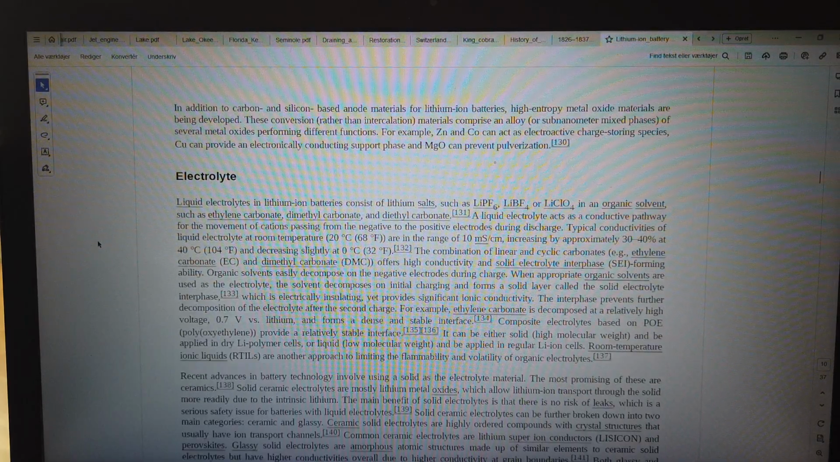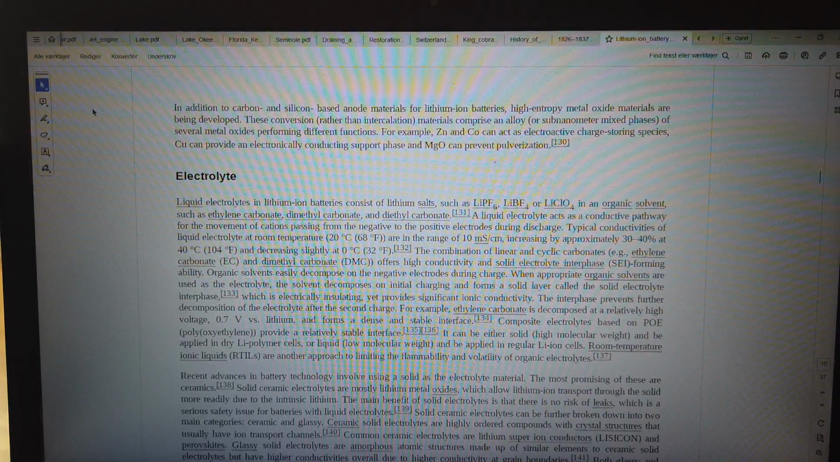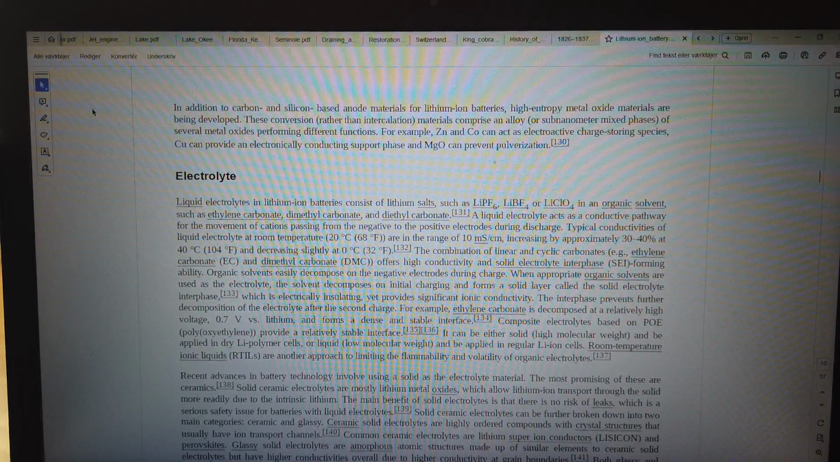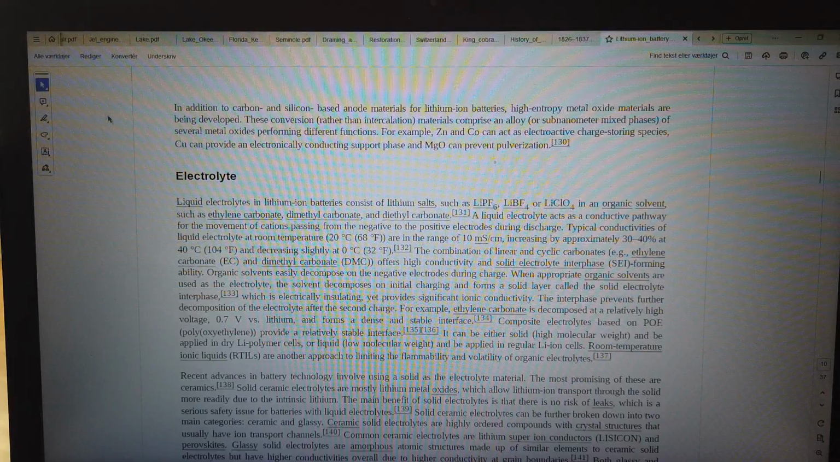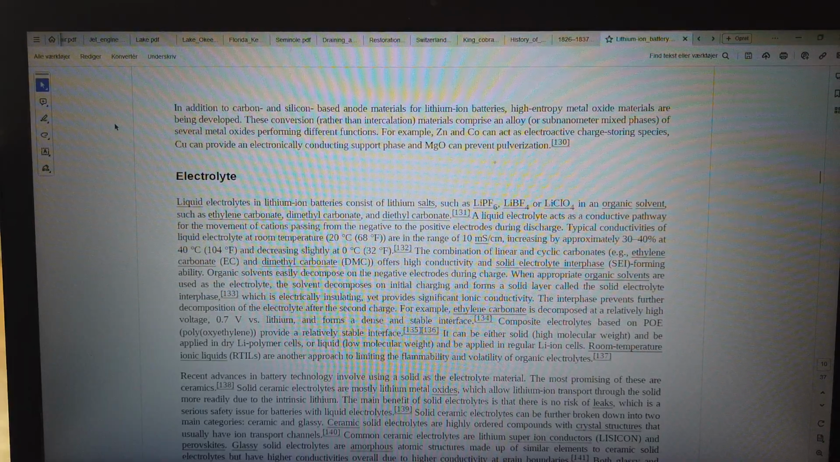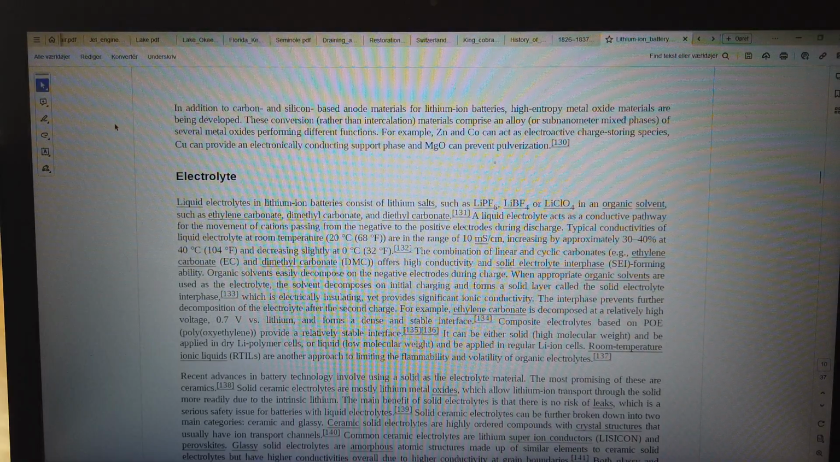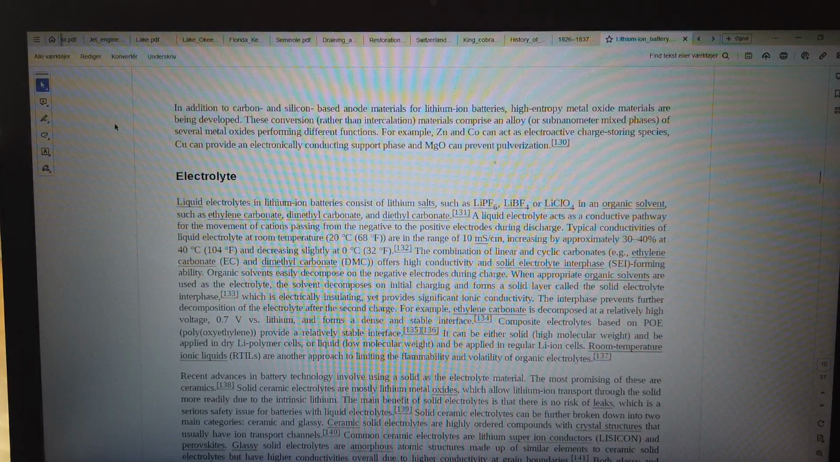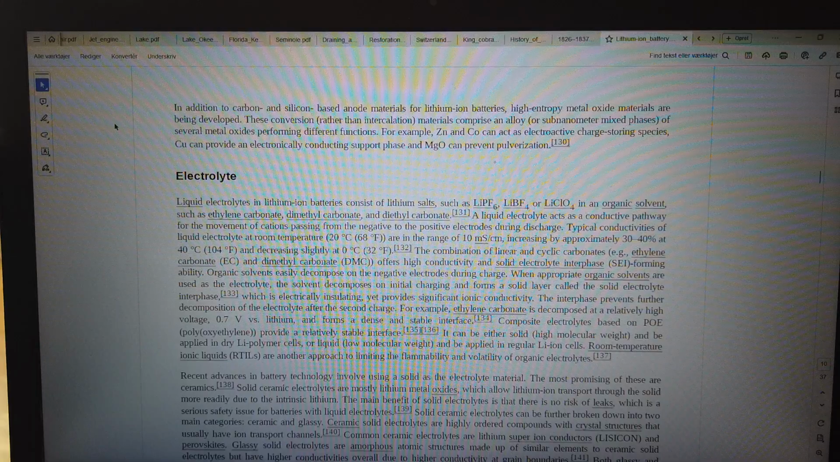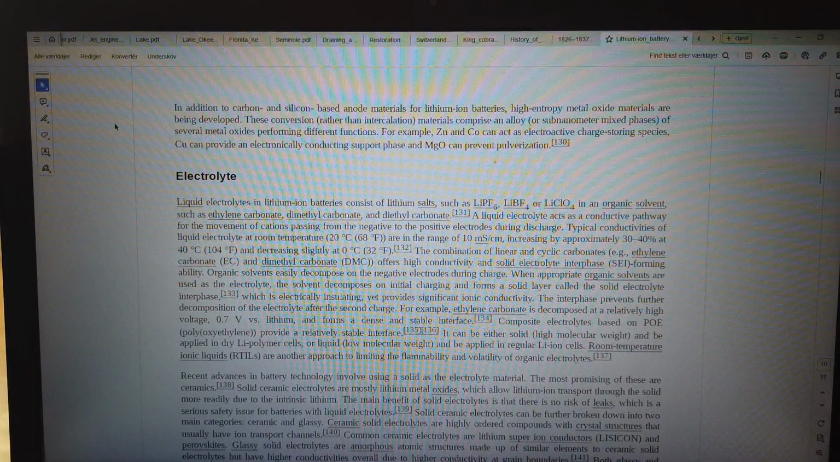In addition to carbon and silicon-based anode materials for lithium-ion batteries, high-entropy metal oxide materials are being developed. These conversion, rather than intercalation, materials comprise an alloy, or subnanometer mixed phases, of several metal oxides performing different functions. For example, Zn and Co can act as electroactive charge storing species, Cu can provide an electronically conducting support phase, and MgO can prevent pulverization.